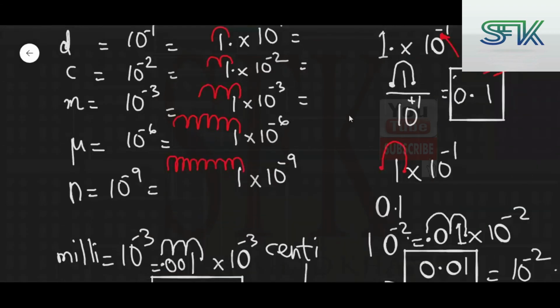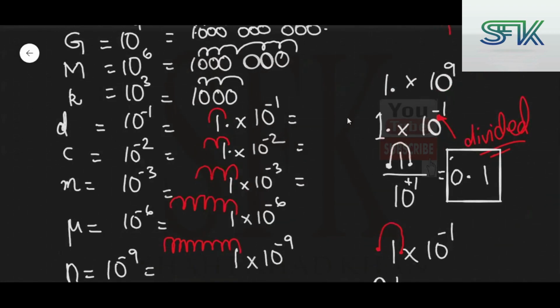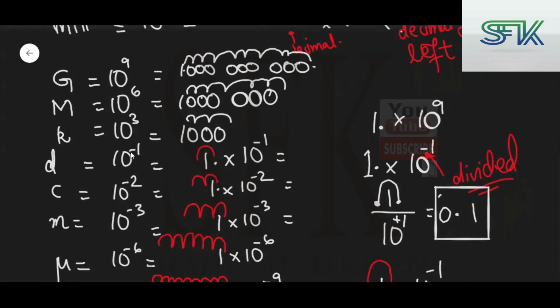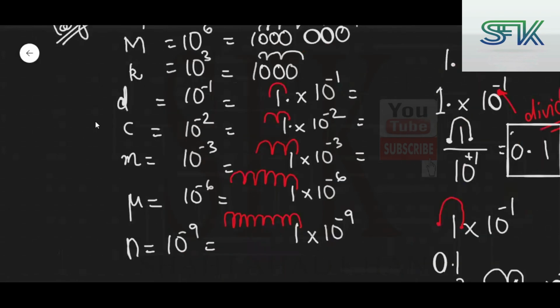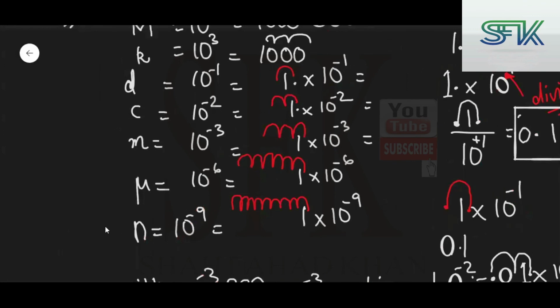And by the way, negative power indicates a smaller number, positive power indicates a larger number. So giga is actually the largest number. I told you in the beginning that I've written it down from largest to smallest, and nano right over here, this is the smallest number.